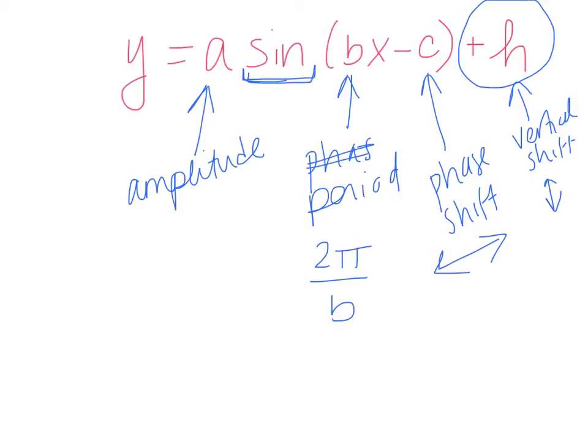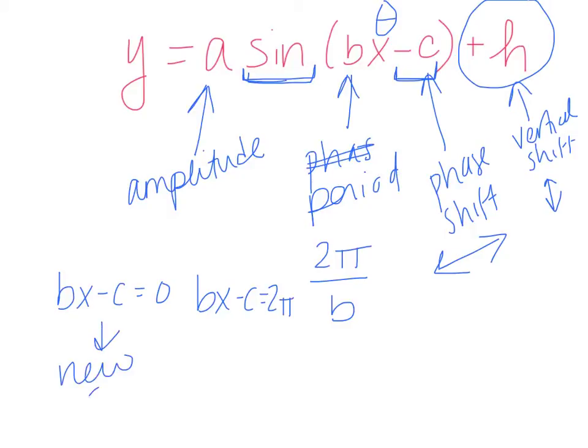Phase shift is inside your parentheses, adding and subtracting to x or theta. This could also be a theta. So anytime you have something in parentheses that is not a coefficient of x, like c is here, that is when you do the two equations, bx minus c equals 0 and bx minus c equals 2 pi. This gives you your new starting point, and this gives you your new ending point. And that's when your first period is shifted left or right. So let's look at an example and do it together.